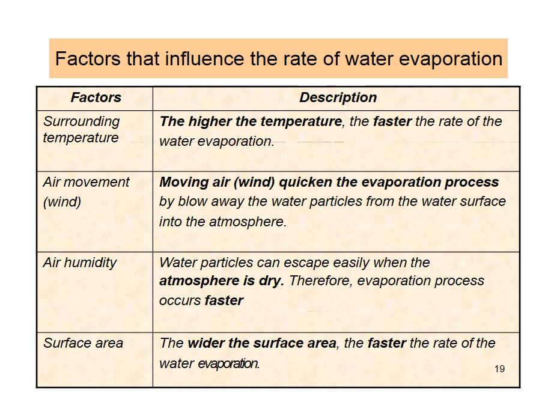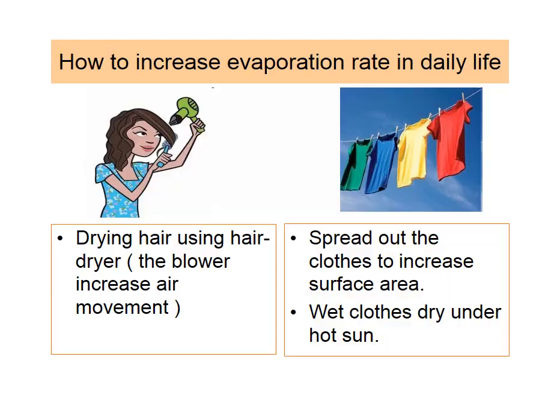Okay, moving air. Moving air quickens the evaporation process by blowing away the water particles from the water surface into the atmosphere. Air humidity: the water particles can escape easily when the atmosphere is dry. Therefore, the evaporation occurs faster. Surface area: the wider the surface area, the faster the rate of water evaporation. So these are all the factors that influence the rate of water evaporation.